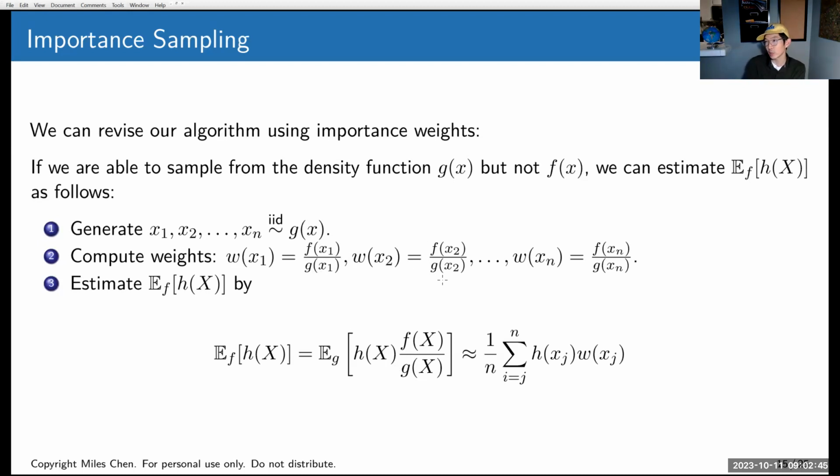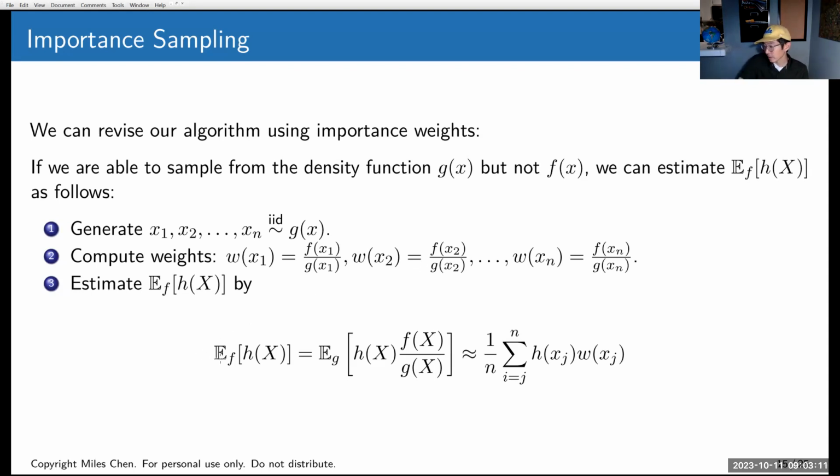Again, we need the PDFs, and g of x cannot be 0 if f of x is non-zero. Otherwise, we're dividing by 0 and it breaks everything. So your selection of g of x is important. You have to have a distribution where the support of g of x fully contains all the values in the support of f of x.